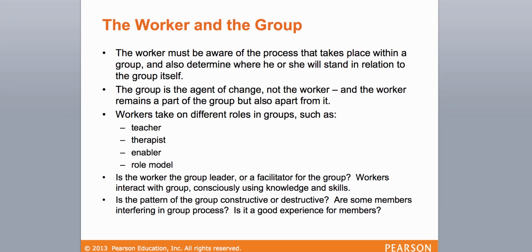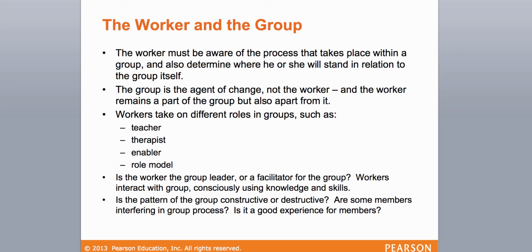But in other kinds of groups, oftentimes the worker carries another role, and there's four different ideas here: teacher, therapist, enabler, that is somebody who facilitates the group movement and facilitates the group getting accomplished what it wants to do, but not making the decisions himself or herself, and a role model. There's a number of different kinds of roles that a worker can take on in a group, and it can be a mixture of those roles. But again, keep in mind that while the worker is a very vital part of the group, the worker is also a bit removed from the group, generally speaking, and the group is the agent of change here.